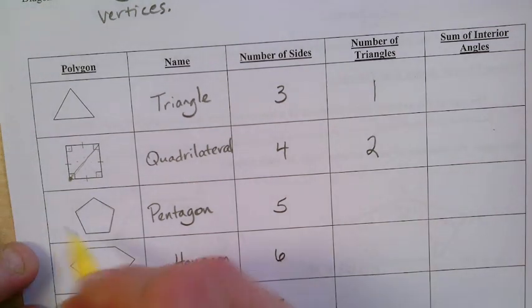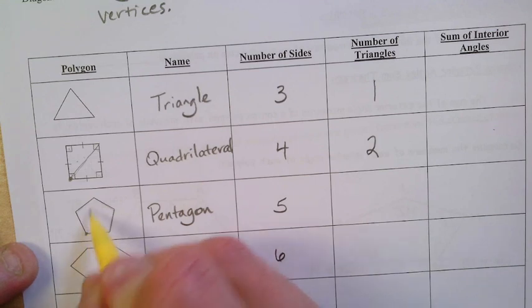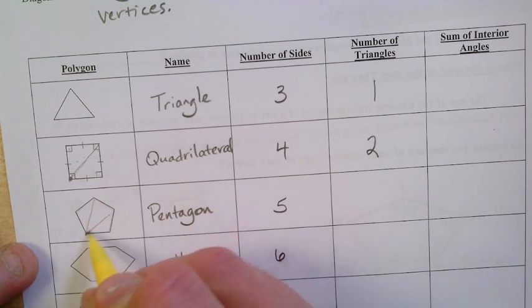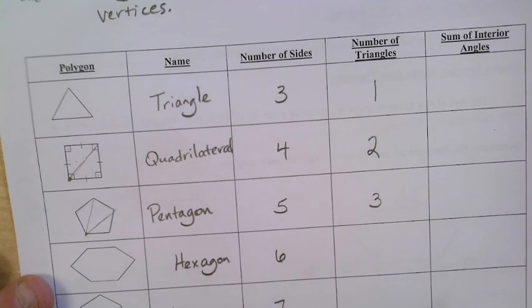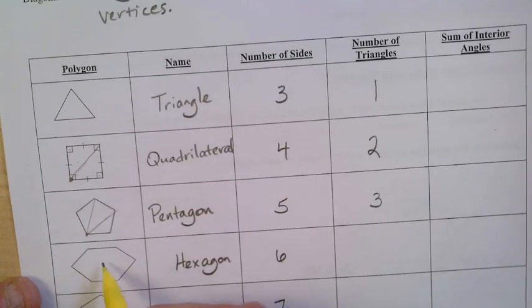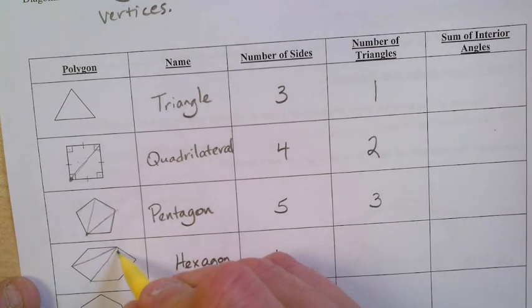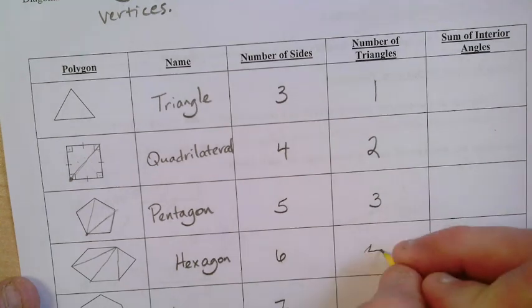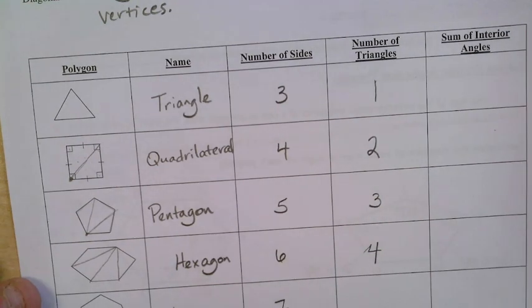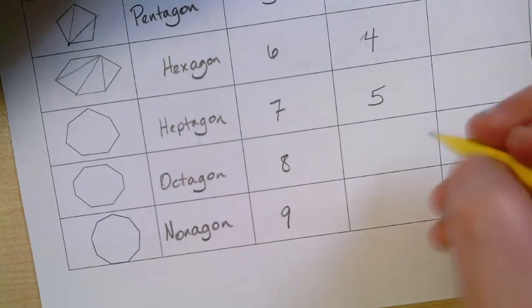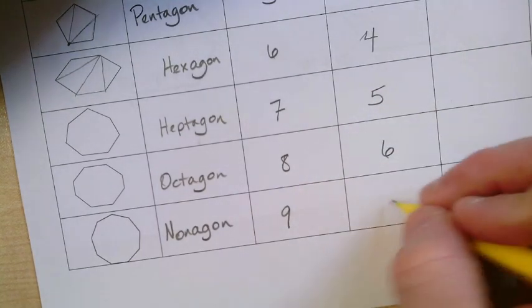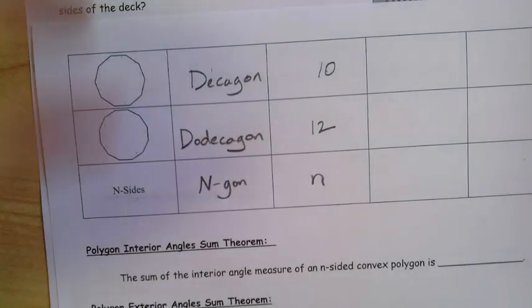Okay. So again, I go from one vertex here, and I'm going to draw in as many diagonals as I can. And so right now I'm seeing 3 triangles for the pentagon. For the hexagon, if I go from one vertex, I am seeing 1, 2, 3, 4 triangles. Are you seeing a pattern form? Better believe it. There's going to be 5 for the heptagon, 6 for the octagon, 7 for the nonagon. Decagon's going to have 8.